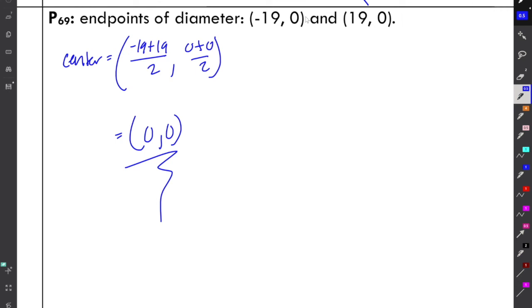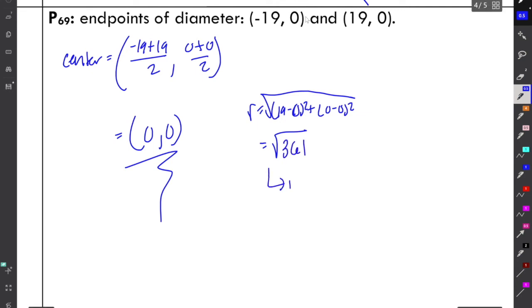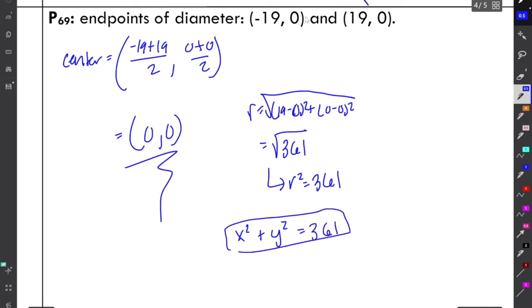Now, pick one of the points, plug into the distance formula. So we'll get r is equal to the square root of 19 minus 0 squared plus 0 minus 0 squared. That's just the square root of 19 squared. 19 squared is 361. So r squared is 361. So my equation, since the center is 0, 0, we'll just have x squared and then y squared. Very simple, nice equation. I like it.